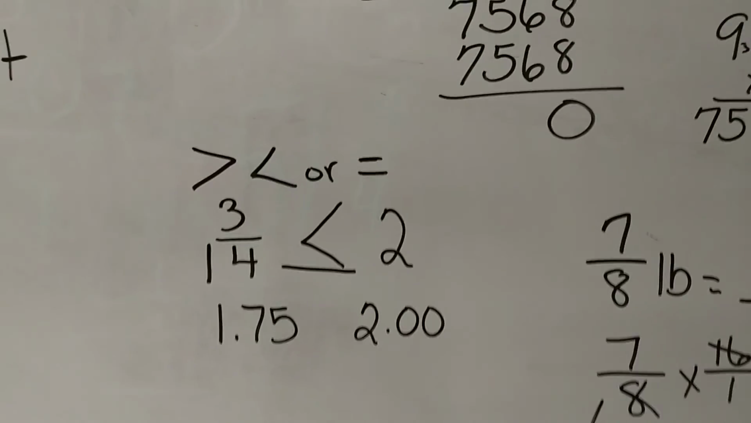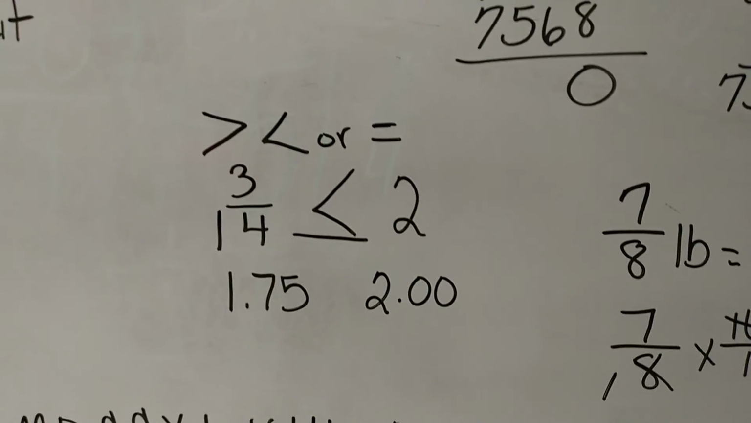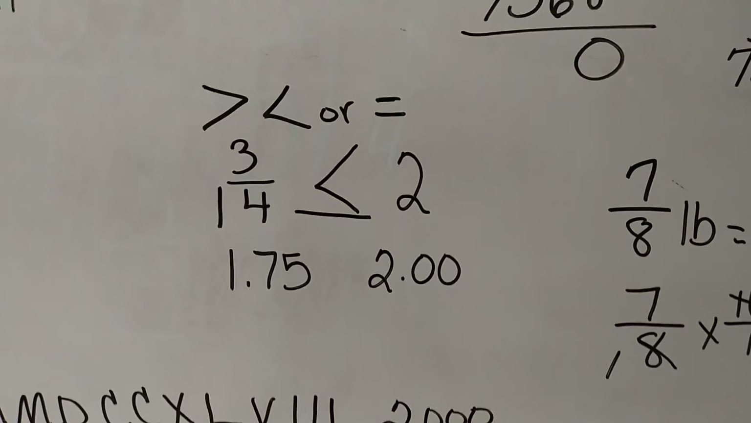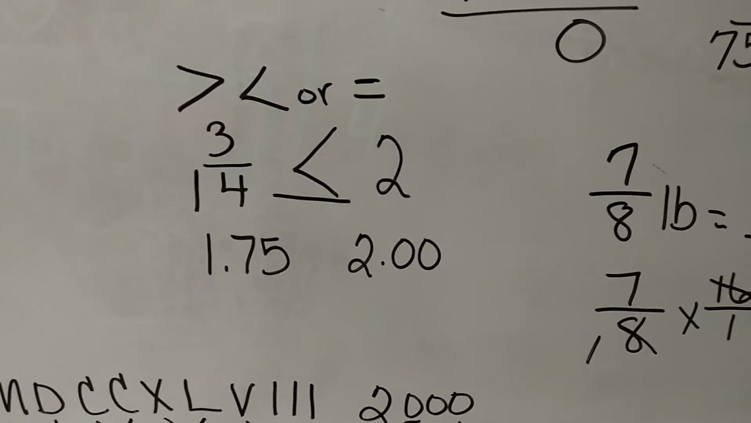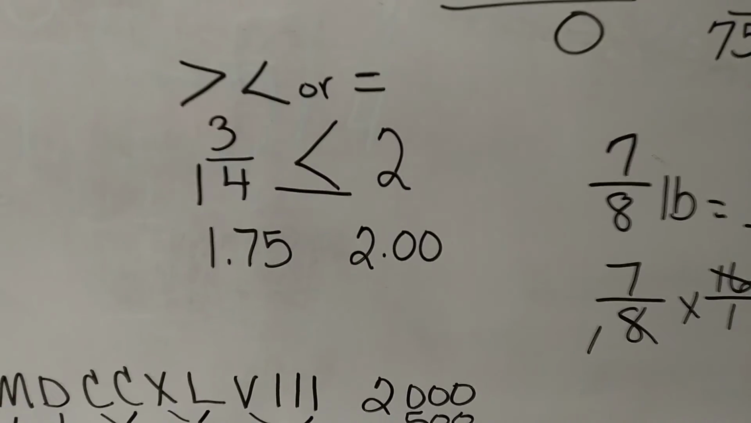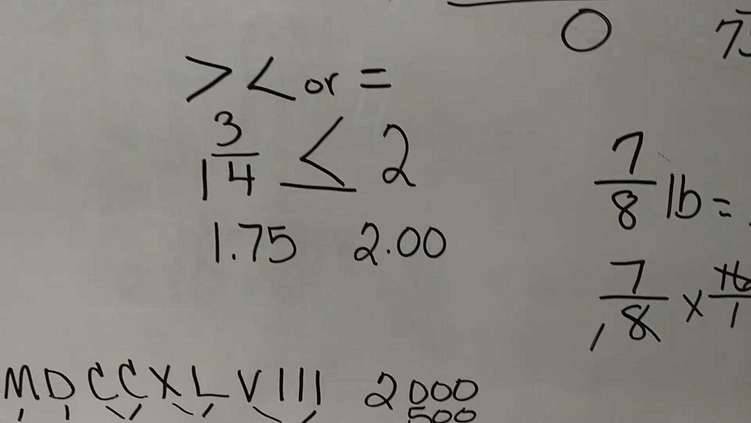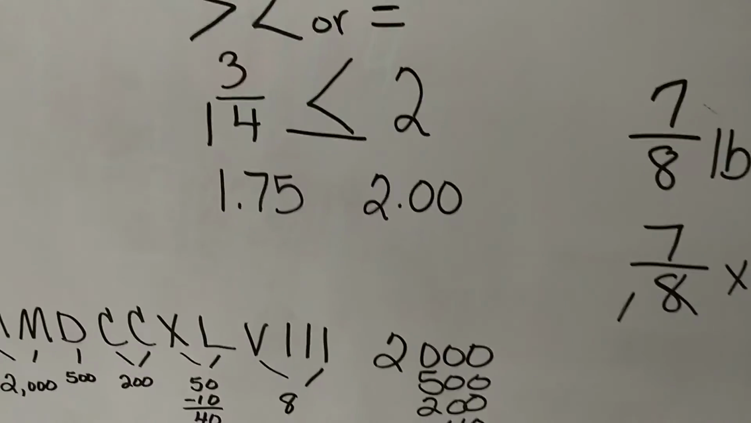Greater than, less than, or equal to. You have 1 3/4. Is it greater than, less than, 2? You have to change these. They have to have the same place value. 1.75 or 2.00. So you can see that the 2 is greater than 1 3/4.